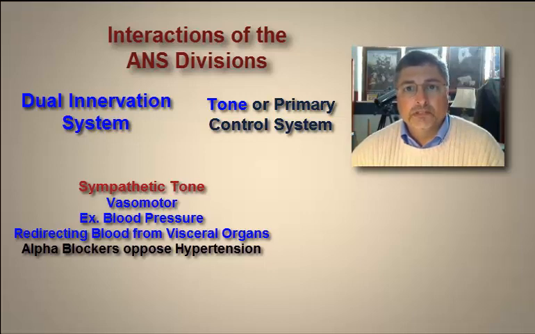Now, vasomotor tone specifically says that the sympathetic will determine the constriction of blood vessels at any given time, and it causes the blood pressure to rise when those blood vessels are stimulated to constrict. And when axons stimulate the muscles to dilate, that will result in decreasing blood pressure. Typically, alpha blockers are drugs that interfere with the vasomotor tone and are used frequently for things such as hypertension. Sympathetic tone is also responsible for shunting off the blood to the visceral organs during periods of exertion.